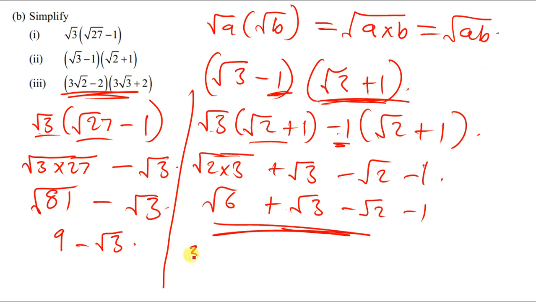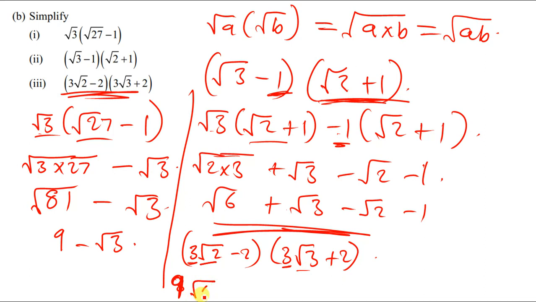So we have 3 root 2 minus 2, then we have 3 root 3 plus 2. So even this one just do the same. 3 root 2 times 3 root 3, so we're going to have 3 times 3 there will give us 9. Then root 2 times root 3 will give us the root of 6.